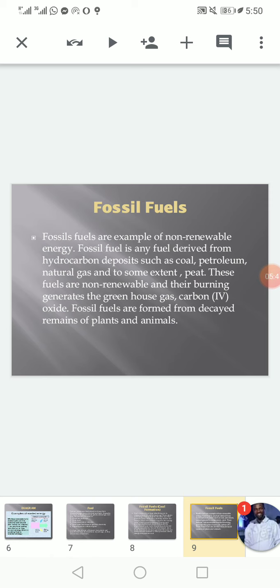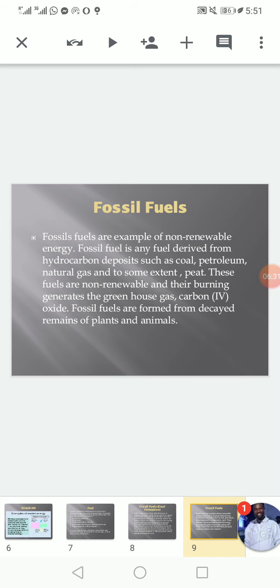Fossil fuel, as I've mentioned earlier, is an example of non-renewable energy. Fossil fuel is fuel derived from hydrocarbon deposits such as coal, petroleum, natural gas, and to some extent peat. Those fuels are non-renewable and their burning generates greenhouse gases, carbon dioxide. Now, when non-renewable energy is burned, it generates greenhouse gases as well as carbon dioxide, which is very dangerous for human health. Fossil fuels are formed from decayed remains of plants and animals.